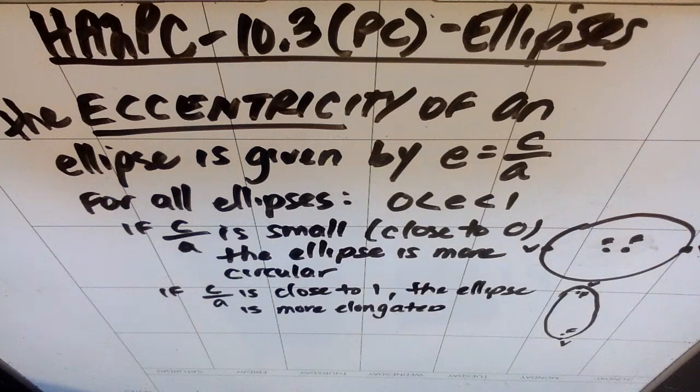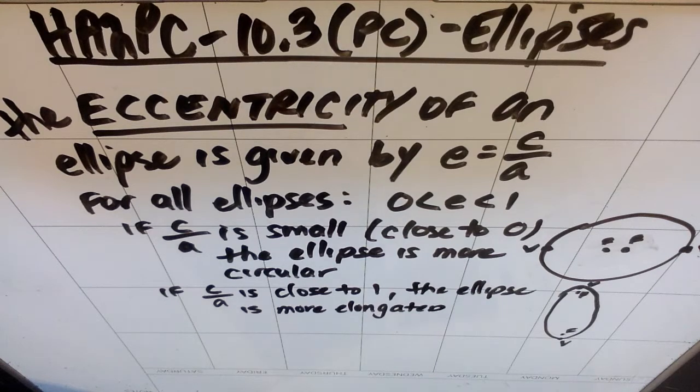Honors Algebra 2 Pre-Calculus. We're doing 10.3 in Pre-Calc, which is ellipses. So the last topic in this section, we're going to talk about the eccentricity of an ellipse. The eccentricity of an ellipse is given by E equals C over A. For all ellipses, E is a value between 0 and 1 exclusively.